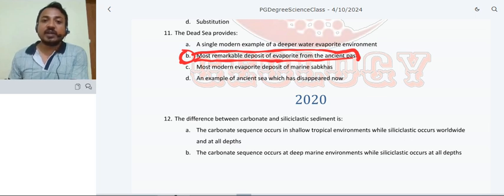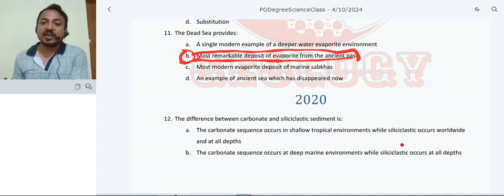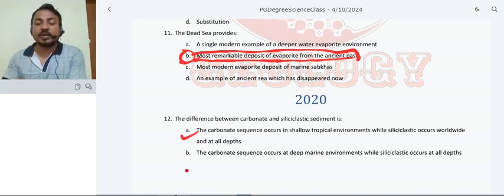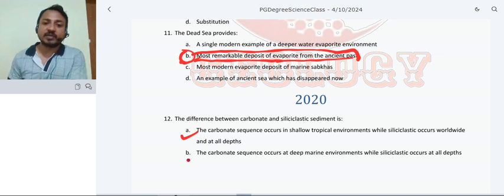Then, the difference between carbonate and siliciclastic sediment. The carbonate sequence occurs in shallow tropical environments while siliciclastics occur worldwide at all times. It will be correct because carbonate sequences are derived from organisms, and organisms are more abundant in shallow marine environments. The carbonate sequence occurs in deep marine environment will not be correct because in deep marine environment there is the CCD, carbonate compensation depth. Below that you will not get any carbonate deposition. Then answer will be A.